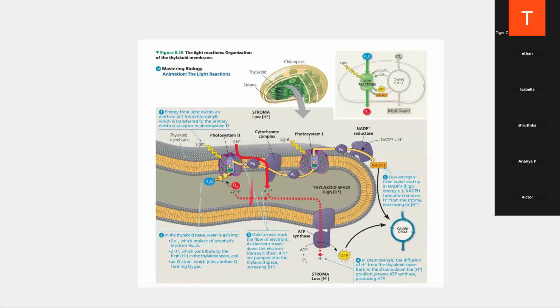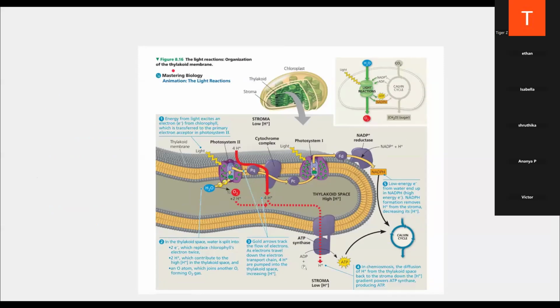So here's a broader view of the photosystems. You can see here, this is a representation of the light reactions. What happens here is that light goes into photosystem 2 and photosystem 1. In photosystem 2, you can see here that it splits water, forming oxygen as a byproduct, as well as H plus ions and electrons.